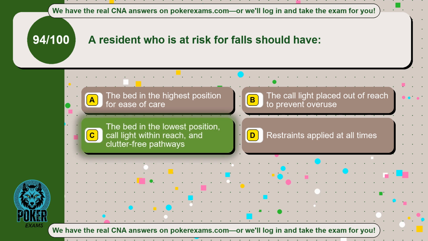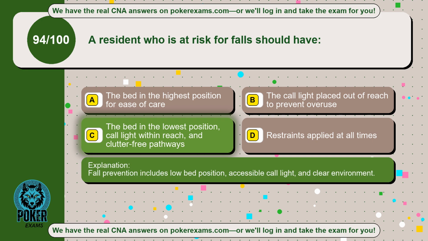The correct answer is option C, the bed in the lowest position, call light within reach, and clutter-free pathways. Fall prevention includes low bed position, accessible call light, and clear environment.